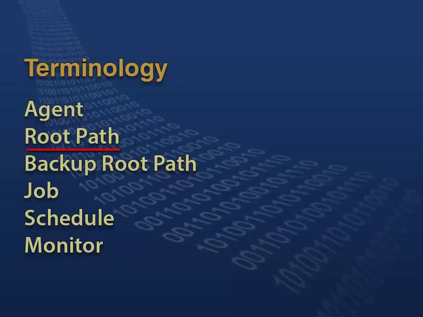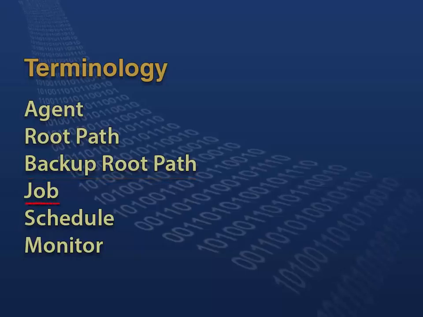A root path is a folder location on a volume that is used as a base for copying files. You use the root path and its subfolders to define a job and the relationship between your different data areas. A backup root path is an alternate path associated with a root path where files that are deleted or replaced can be deposited into that backup root path in the same folder structure that's used in the root path.